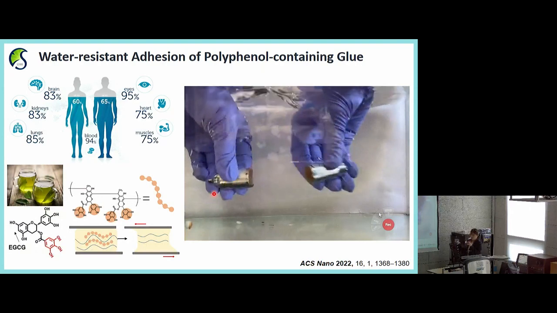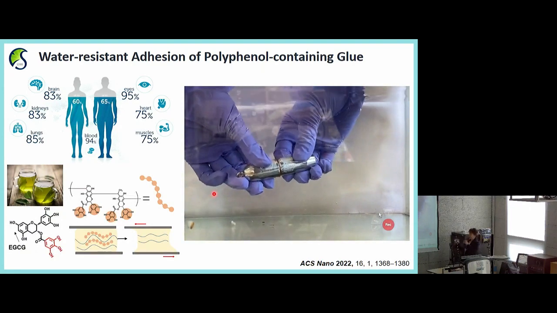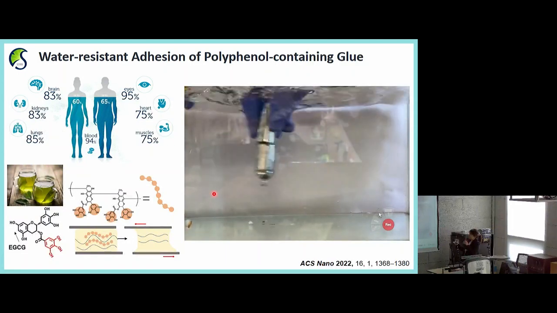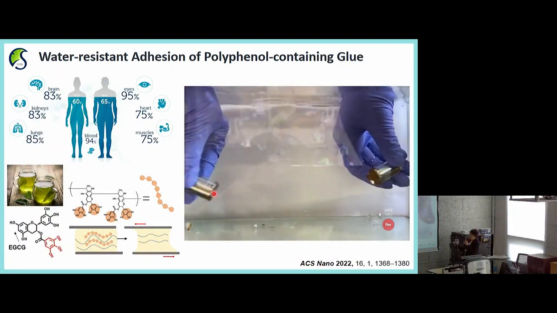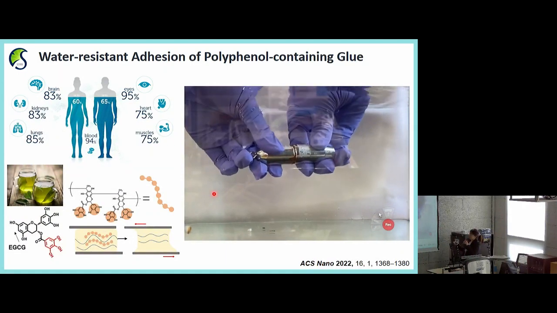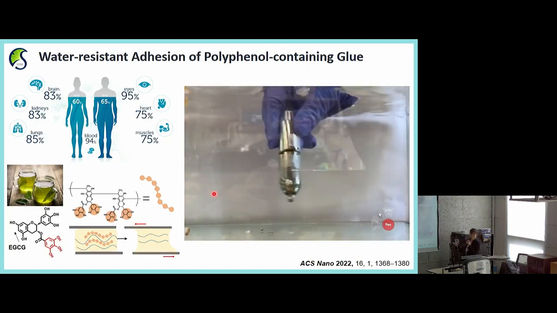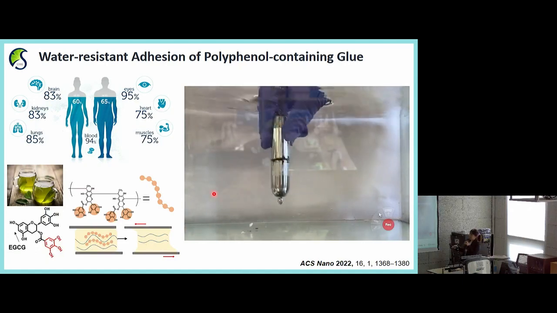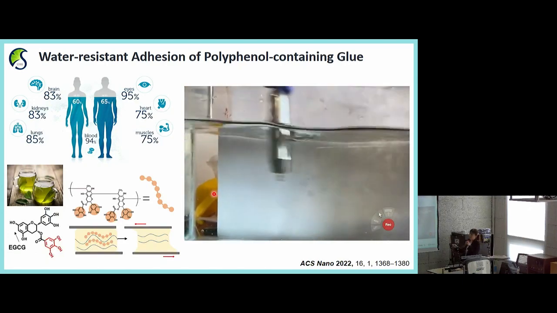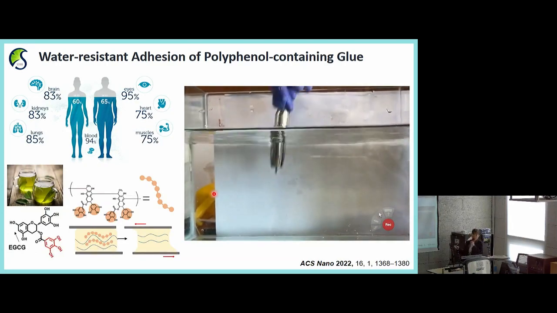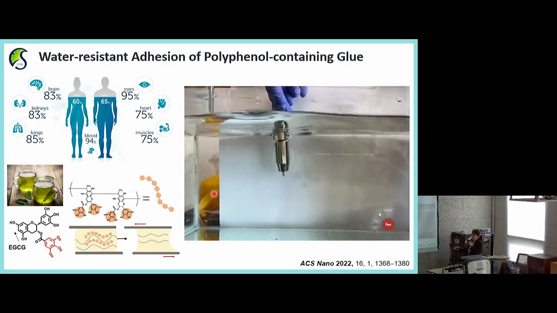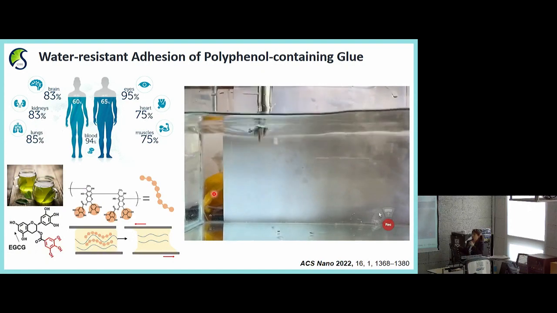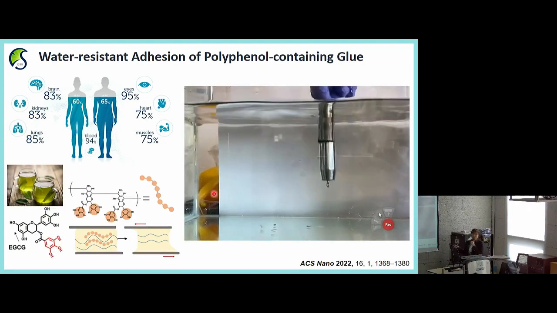So this video shows one of the glue examples we have developed. You can see that this glue is highly stable underwater, and it has reversible adhesion properties. In this glue, there is epigallocatechin gallate, which is one of the green tea extract molecules. When we mix this EGCG and the synthetic polymer, polyethylene glycol, we can generate this glue spontaneously.